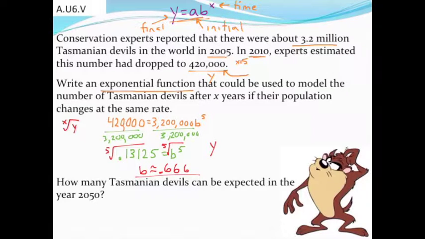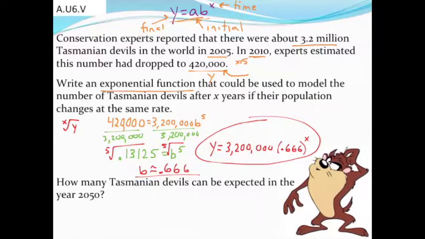So writing the equation, which is what they wanted, I'm going to go back to y equals my initial value, which was the 3.2 million, or 3,200,000, sorry, times the b value, which we just found, which was that 0.666 number. And then I'll raise that to the x, so now I can use this formula to find out my population at any time. And what they're asking me in part B of this problem is, what's your population estimate for the year 2050?